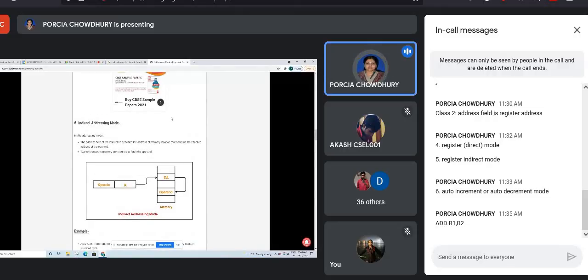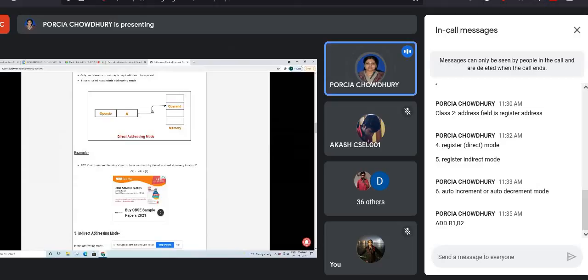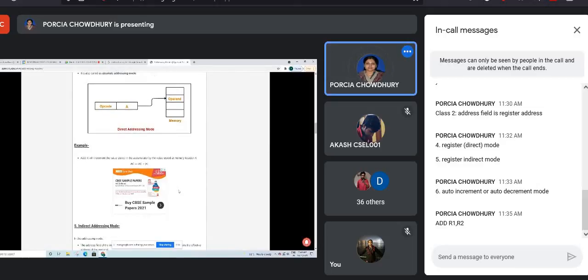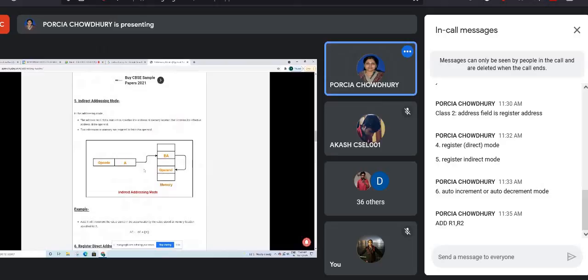Two references to memory are required to fetch the operand. See, over here only one reference to memory is needed. Directly you can fetch the operand. Over here, two memory references are needed. This is the first memory reference and this is the second memory reference. Okay.